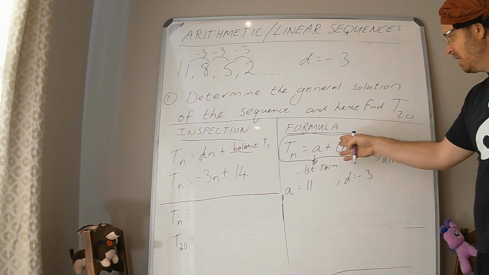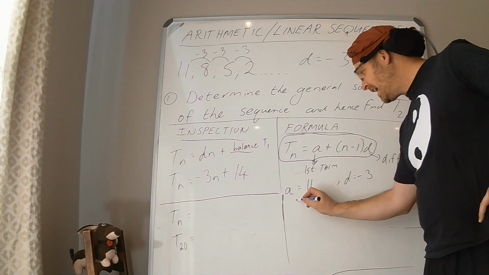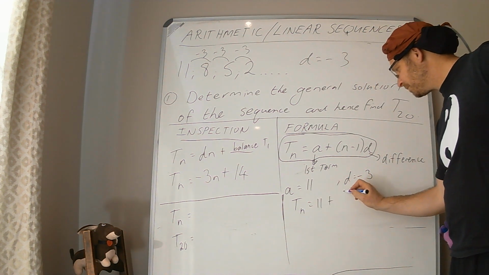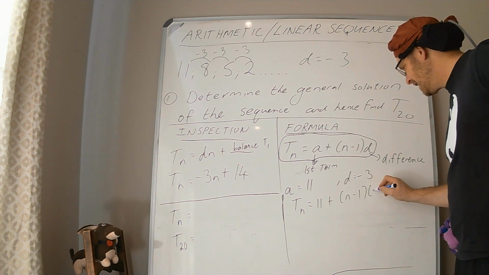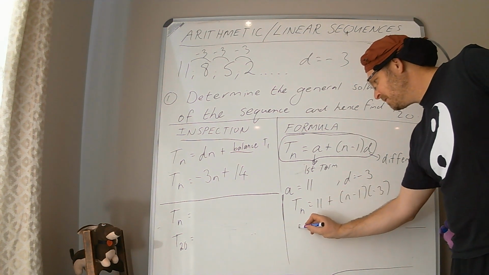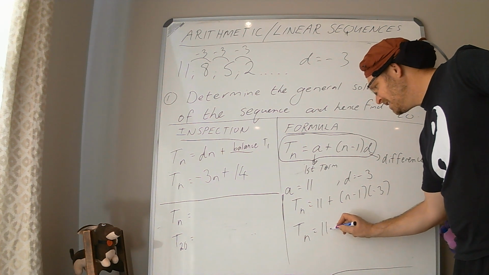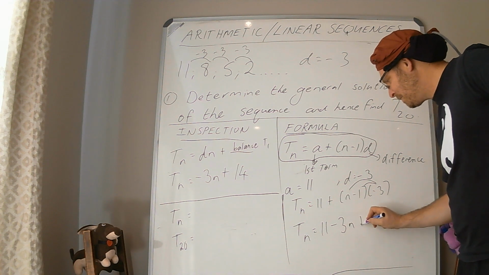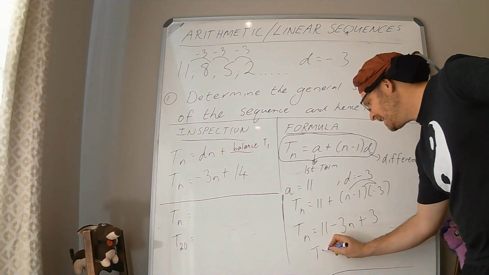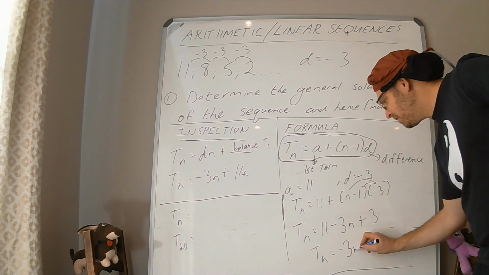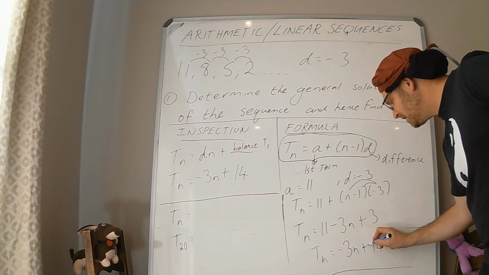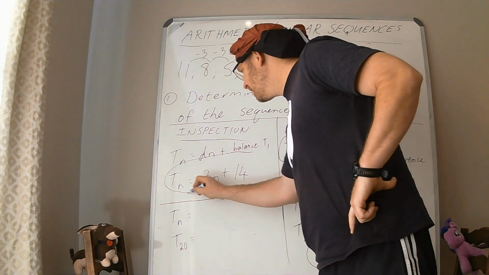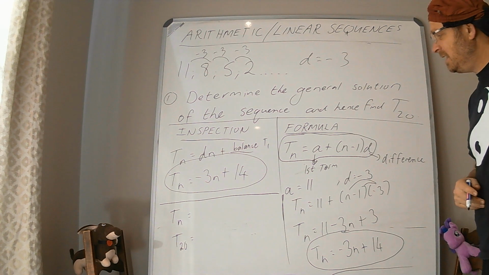So now it's just a case of subbing into that formula, and you're going to get term n is equal to 11 plus (n minus 1) times negative 3. And if you simplify that, you get term n is equal to 11 minus 3n plus 3. So term n is equal to negative 3n plus 14. Well done. And that's fantastic news, because you got the same answer as that over there.